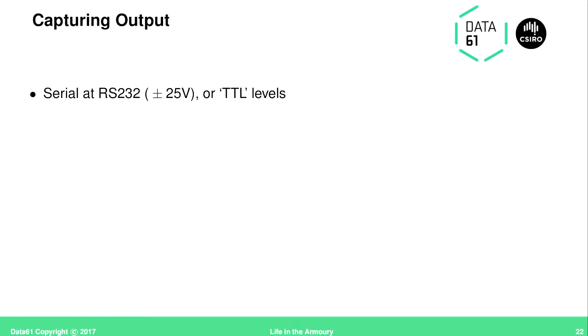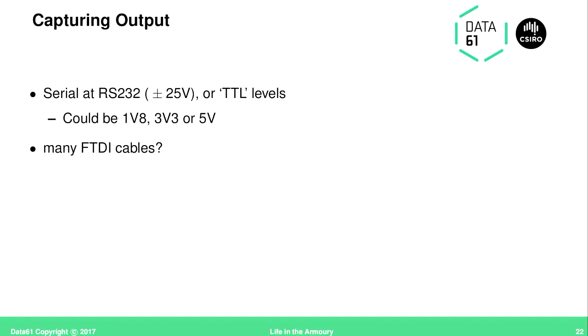Some of the boards actually generate RS-232, the Sabre Light does. But most of the others are at TTL levels. They don't really mean TTL levels. TTL means 0 to 5 volts. What they mean is 1.8 or 3.3 or 5 volts, depending on which board it happens to be.